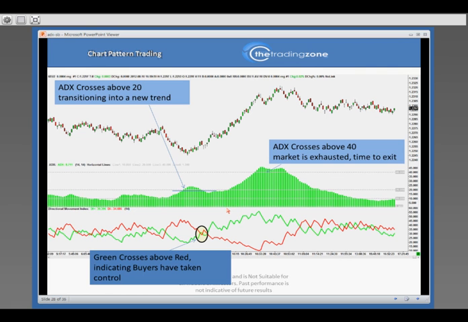Below 10, you have to worry. If it gets down now to below 10, it means that the market is completely done. You don't want to be in a trade below 10. What are the other things we know about the ADX?